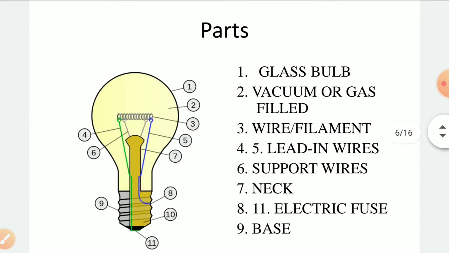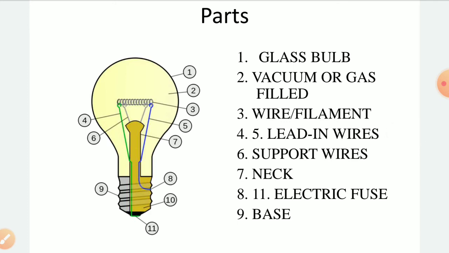If you are talking about the parts of an incandescent lamp, it has a glass bulb, which is the outer layer, made of low grade glass material. The second indicates the vacuum or gas filled inside. We have given numbering to the different parts here. First is the glass bulb, the second is the vacuum or gas filled, and third is the wire or filament, which is tungsten. In the vacuum, as I said, nitrogen or argon gas is used here.